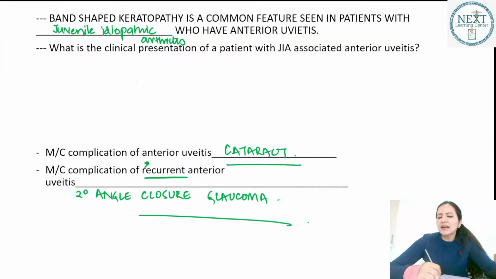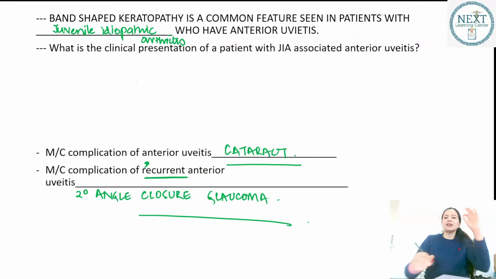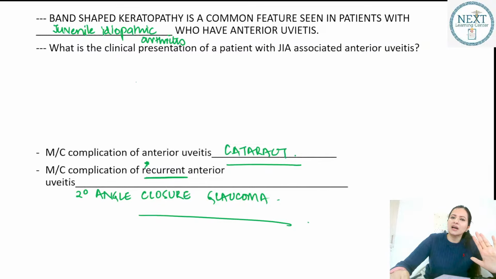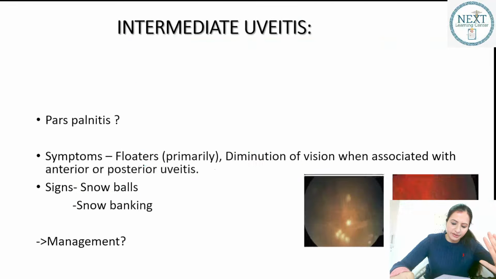See, KPs can be mutton fat, that is they are very big, or they can be fine. Okay, the third type is the stellate shaped KP. So we have got different types. You just need to know that KPs are a sign of anterior uveitis. Then is intermediate uveitis. What are you going to see?